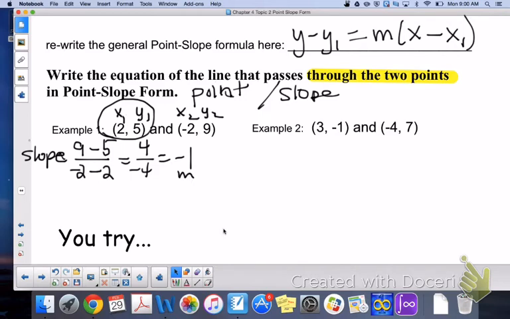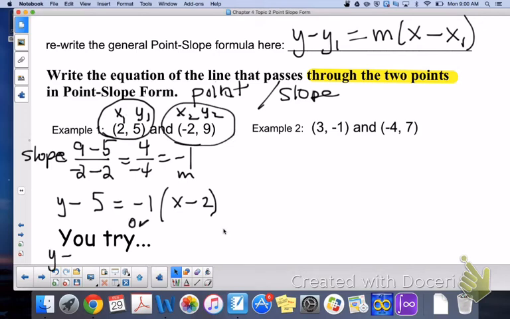Your slope is m, so y minus y1, which is 5, equals m, which is negative 1, times x minus x1, which is 2. Or you could have chosen the second point: y minus 9, your y value, equals negative 1 times x minus a negative 2, which means x plus 2. Either answer is fine. You do not need to get both.